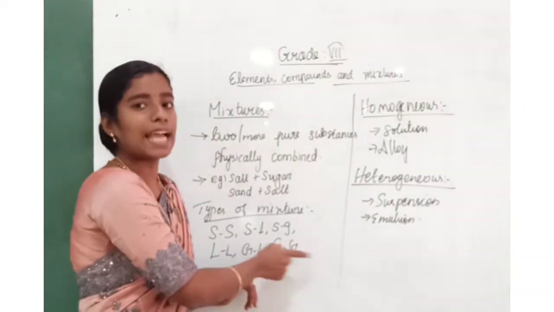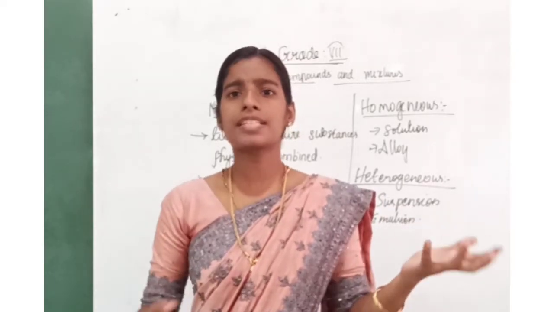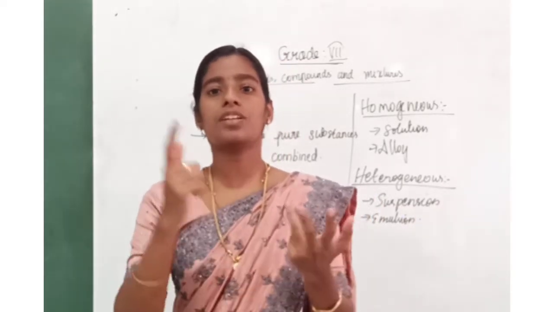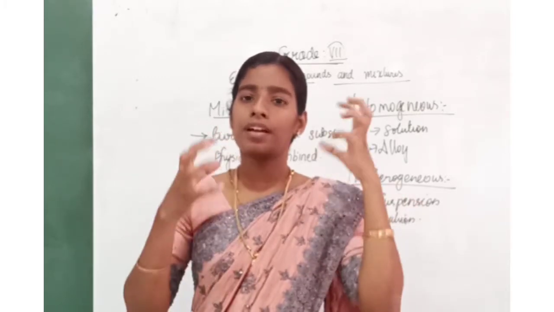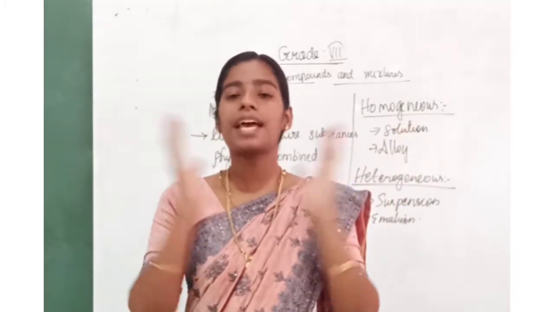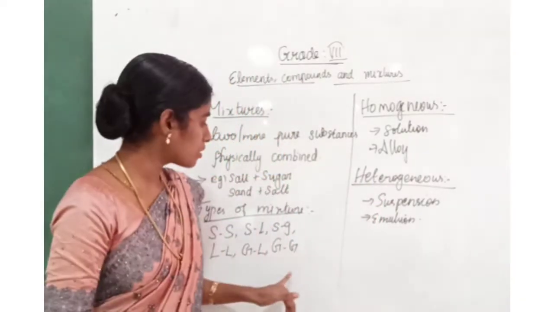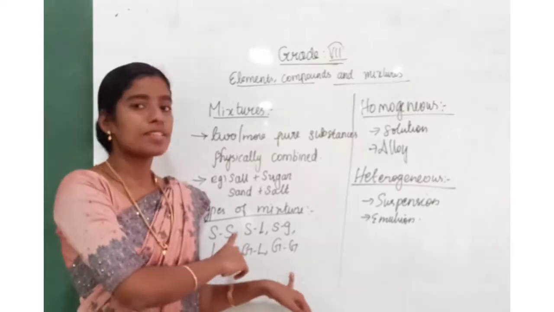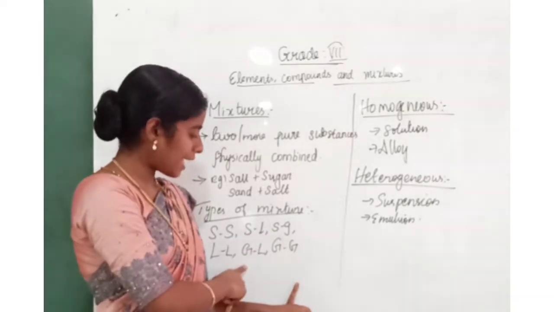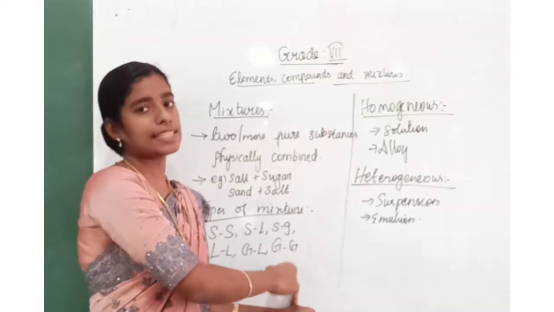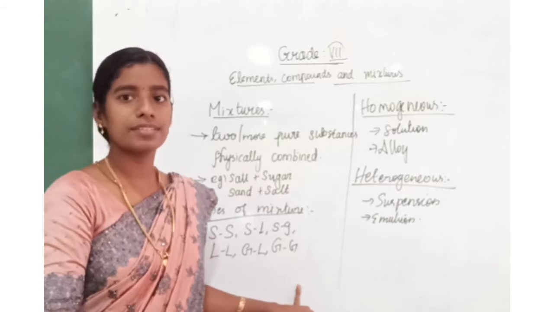Last one is gas in gas. Consider the normal atmospheric air, which contains many gases, nitrogen, oxygen, carbon, etc. So it is a gas mixture. Example, air. So be clear about this: solid, solid; solid, liquid; solid, gas; liquid, liquid; gas, liquid; and gas, gas mixtures. Shall we move on to the next one?